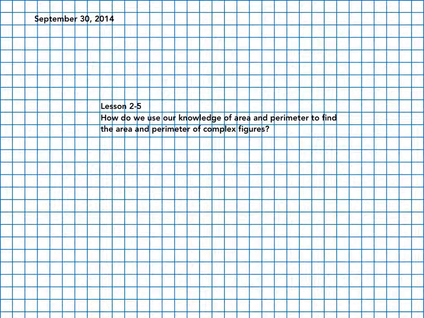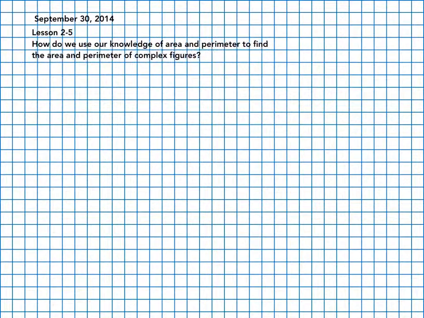Now, I'm sure you're asking right now, Mr. Winkleman, what is a complex figure? Well, don't worry, ladies and gentlemen. We will discuss that as we go through the lesson. But we're going to start off the lesson today with just a few review problems, just so that we can remember how we find the area and perimeter of a triangle, and then how we find the area and perimeter of a parallelogram.